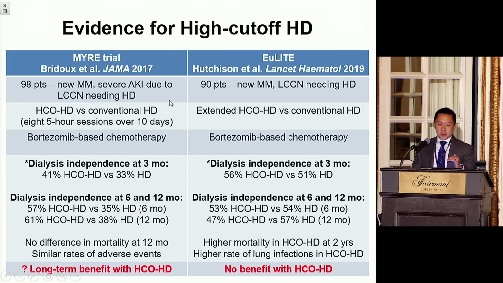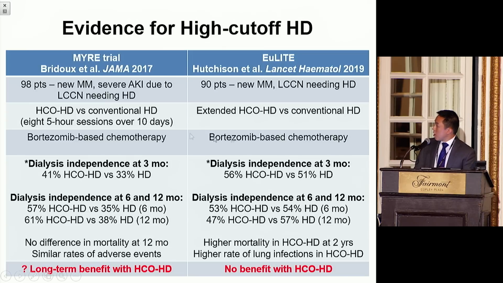These trials both enrolled about 100 patients with newly diagnosed myeloma, biopsy-proven cast nephropathy, and patients who had severe enough AKI to require dialysis. Each trial randomly assigned patients to either high cutoff dialysis or conventional dialysis, although the protocols were a little bit different in both trials.